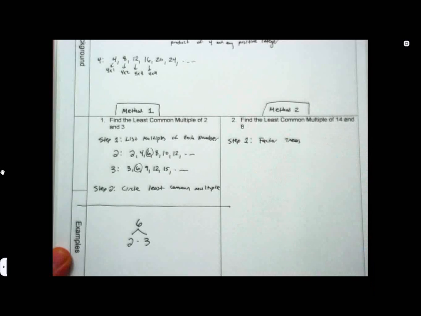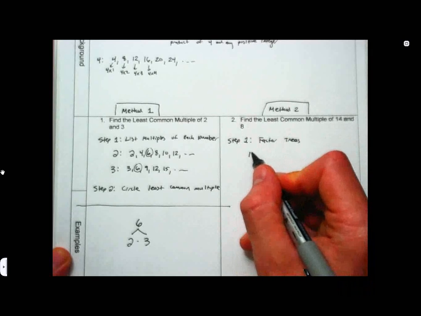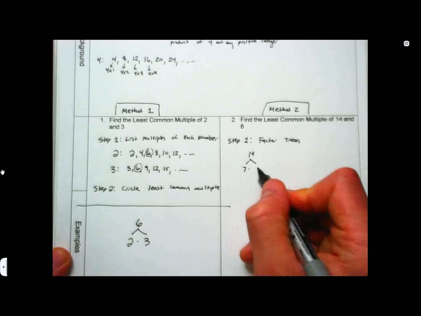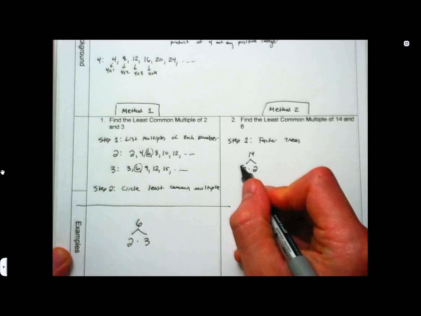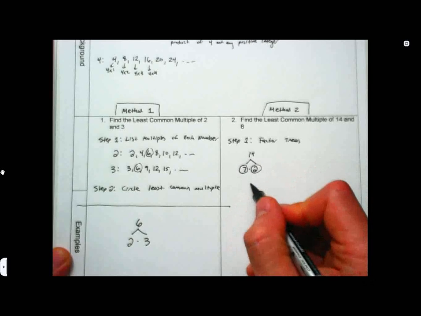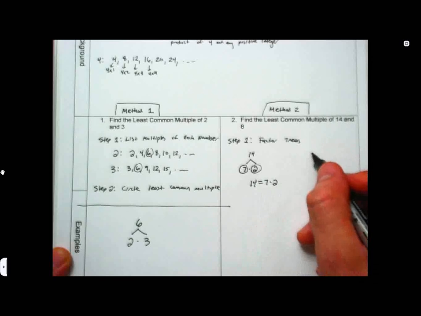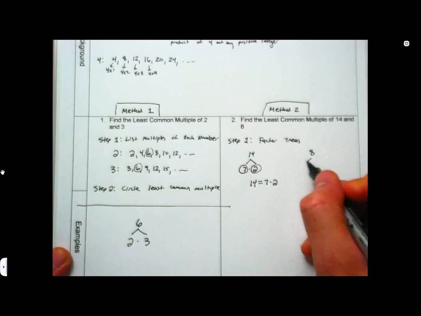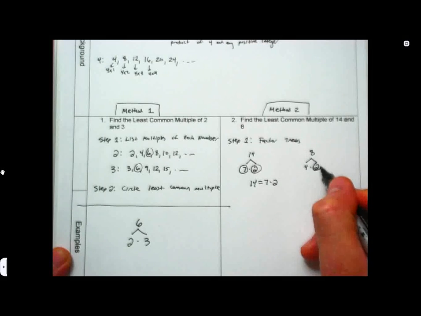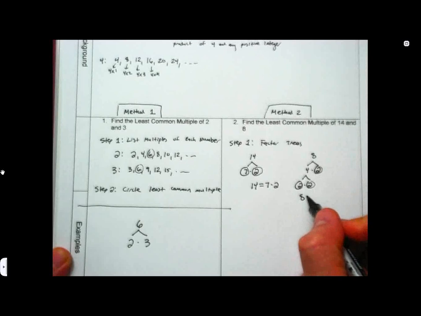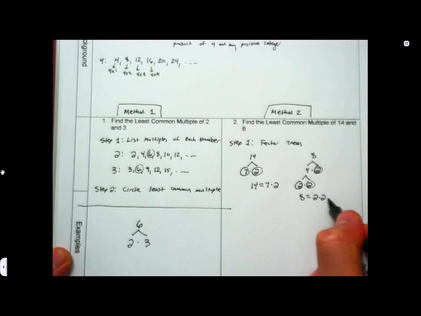for both 14 and 8. If I do a factor tree for 14, 14 can be broken down to 7 times 2, and neither 7 nor 2 can be broken down further, so that's as far as I can go. And if I look at 8, 8 can be broken down to 4 times 2. 2 I can't break down further, but 4 I can break down to 2 times 2, which can't be broken down further. So that means 8 is equal to 2 times 2 times 2.